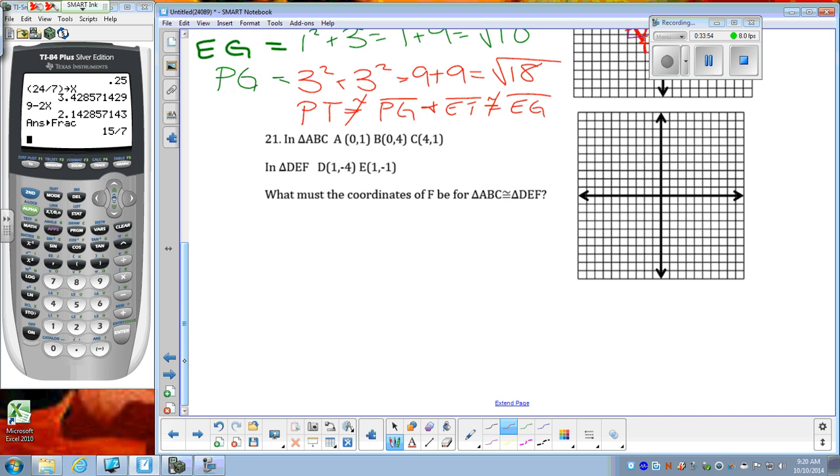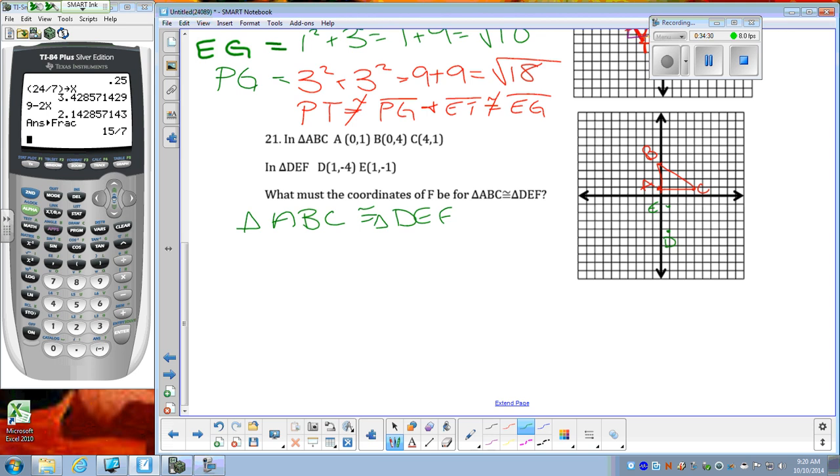So I can look at 21. I have A at 0, 1. B is 0, 4. C is 4, 1. So here's one triangle, A, B, C. For my other triangle, I want D at 1, negative 4. E needs to be at 1, negative 1. And I need to figure out point F so that ABC is congruent to DEF.